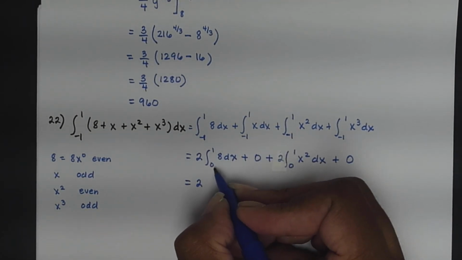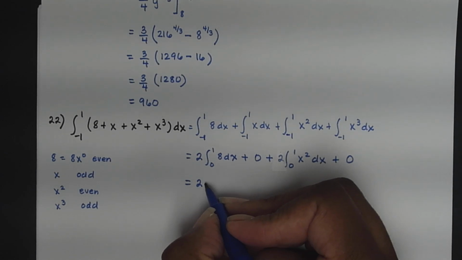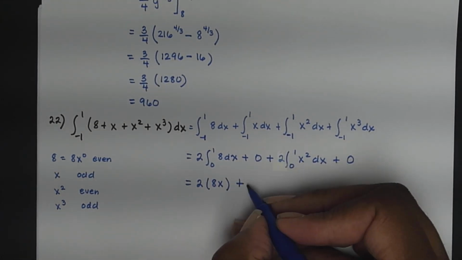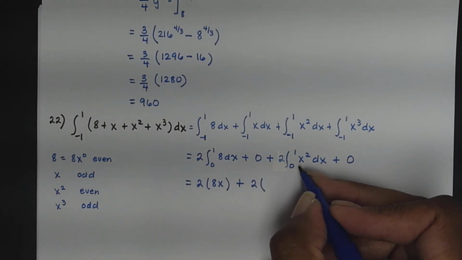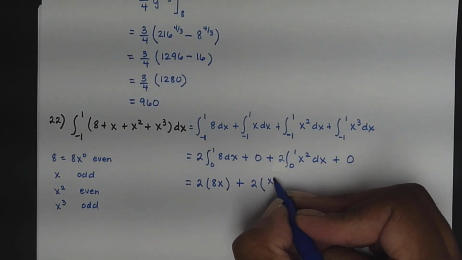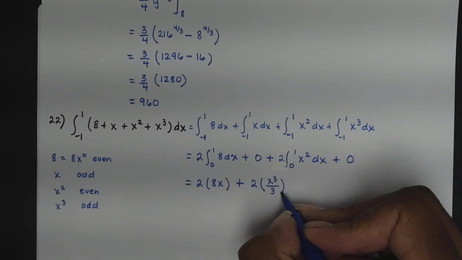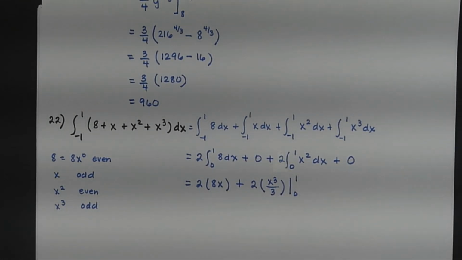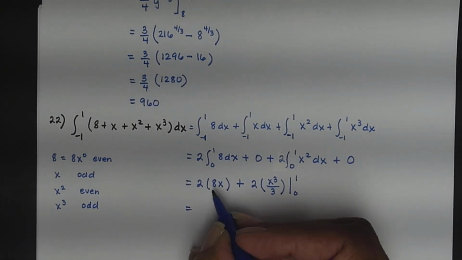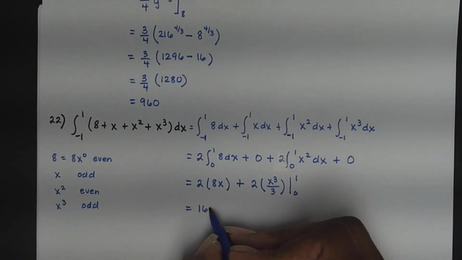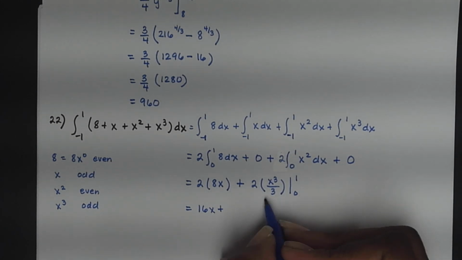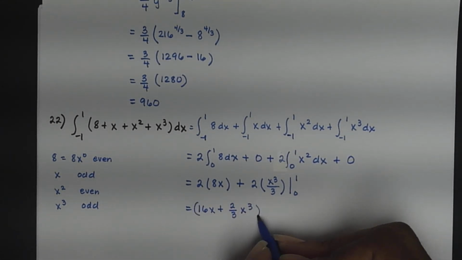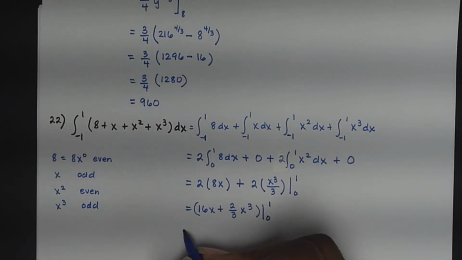Bring this 2 down. Take the integral of 8 dx, that's just going to give you 8x, plus 0, and then 2 times the integral of x squared dx would just be x cubed over 3. And both of these are going from 0 to 1. Now let me simplify this. 2 times 8x is 16x, plus 2 over 3 x cubed. This is going from 0 to 1.